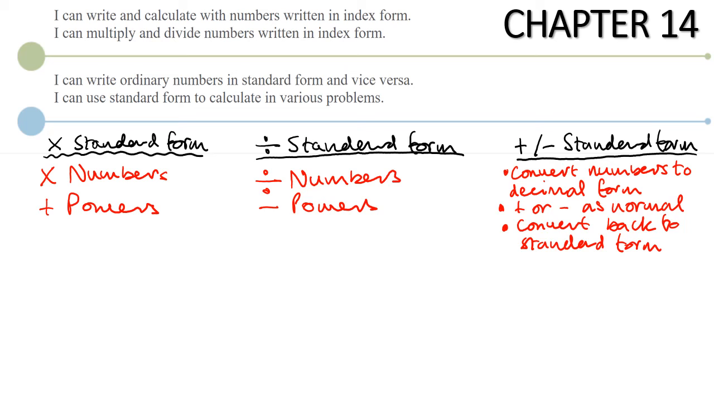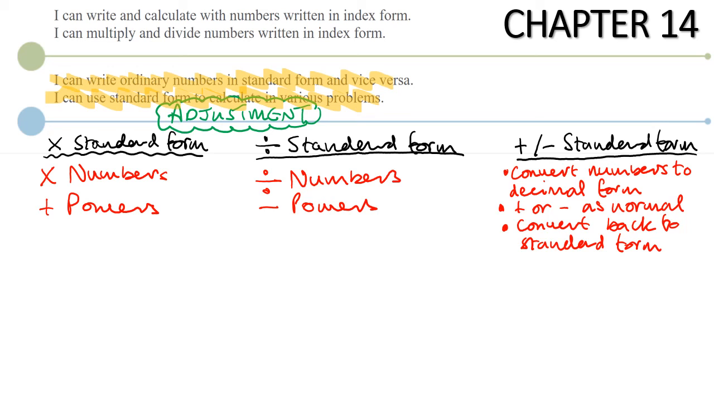So multiplying numbers in standard form. Oh, and also there's something called an adjustment. We'll talk about that in a moment, that we may need to do, because the number that we have at the beginning of the standard form may not be a number between 1 and 10, and we need to adjust it to make it a number between 1 and 10. Right, so let's do a couple of examples of each.